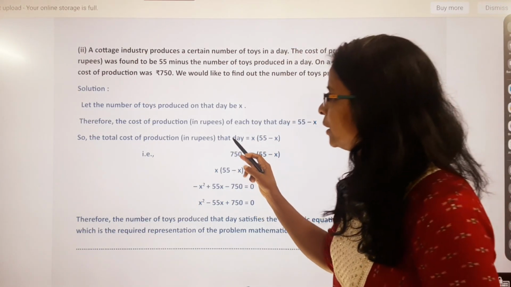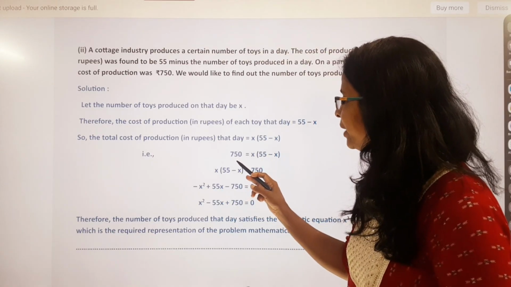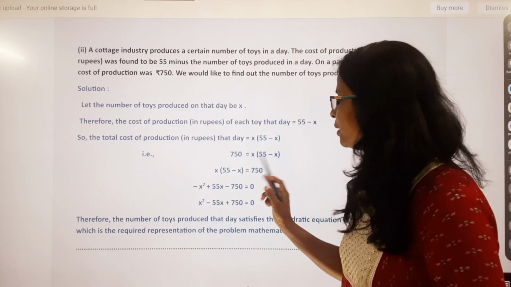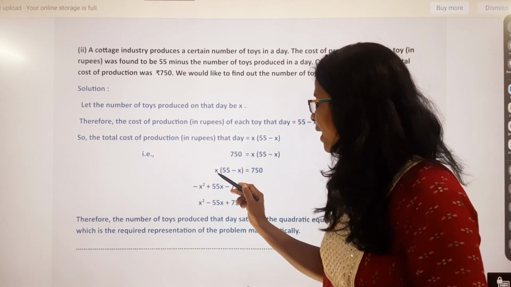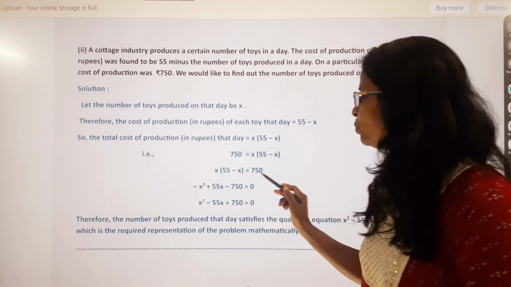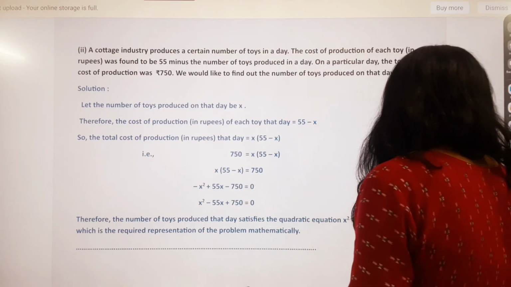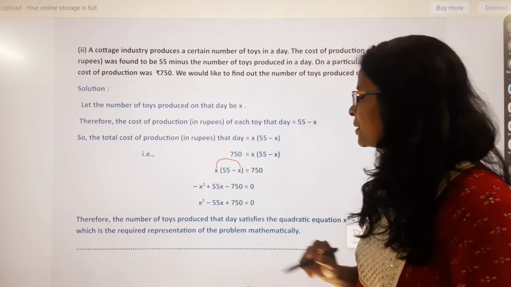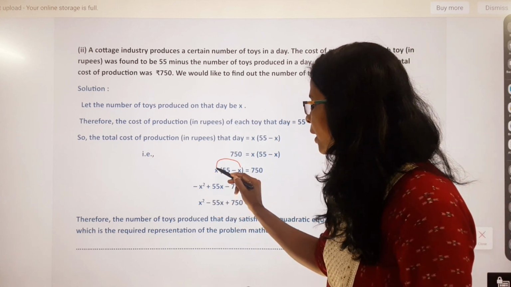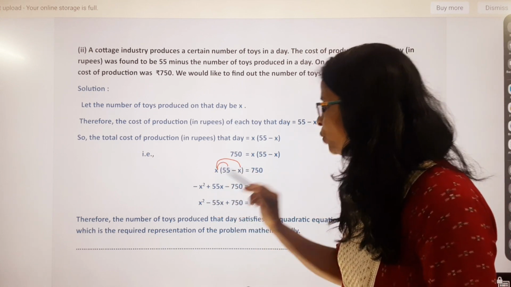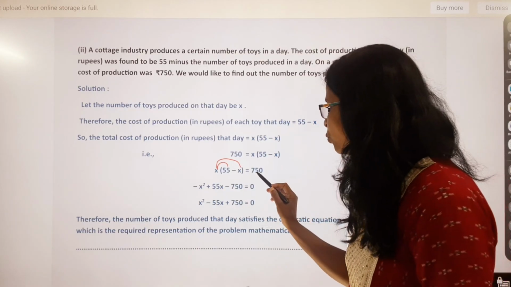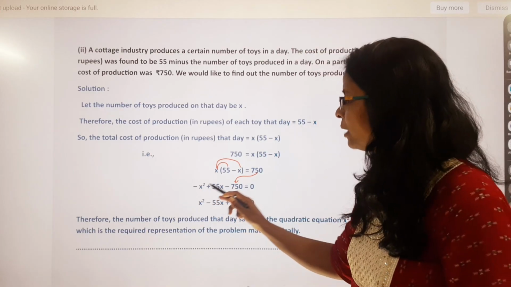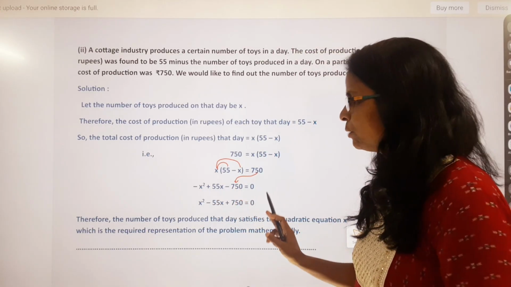Here substitute the total cost of production, 750, which is equal to x multiplied by 55 minus x. So x into 55 minus x is equal to 750. Now x multiplied by x, that minus x, gives minus x square, x multiplied by 55 is positive 55x, and change the position of the 750, so that means minus 750. So minus x square plus 55x minus 750 is equal to 0.